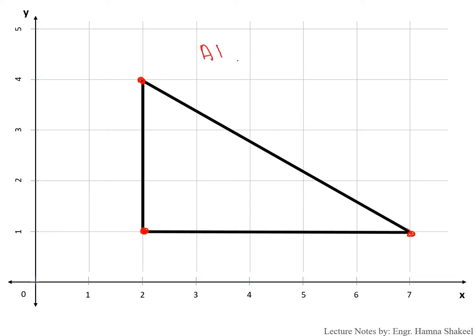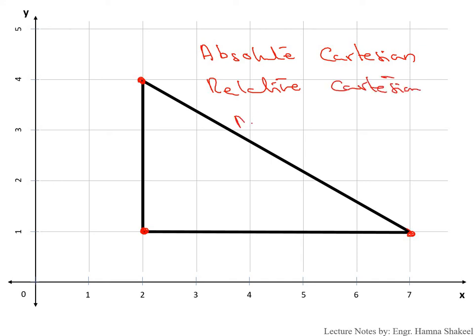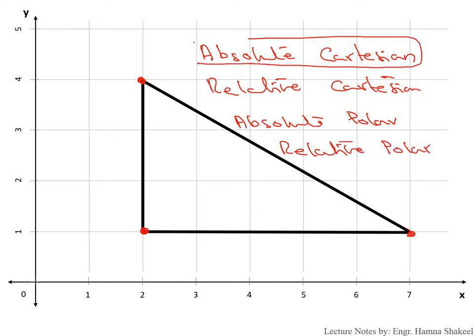Those combinations are absolute Cartesian, relative Cartesian, absolute polar format, and relative polar format. So let's start with the absolute Cartesian system.